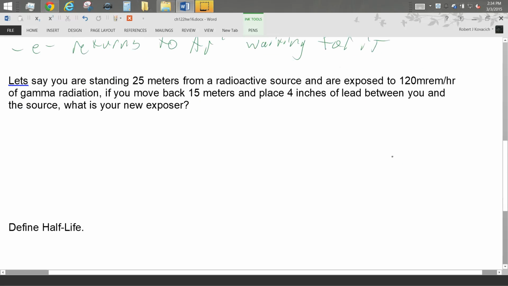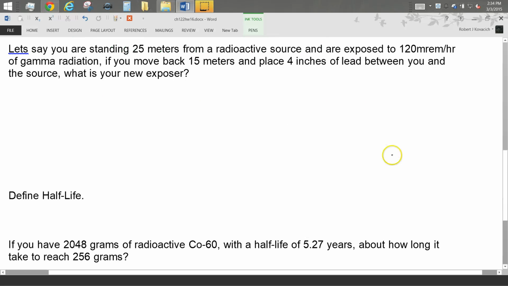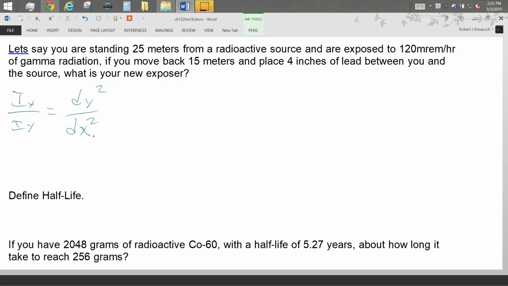All right, so I think the hardest part of this question is just reading it. You're at 25 meters and then you walk back 15 meters so that your new distance is 40 meters. So the equation is intensity over intensity equals distance squared over distance squared. What's going to happen to the radiation level as I walk away from it? It's definitely going to go down. So I'm going to say that this x is the intensity I'm looking for. So I need an intensity number, obviously, for an answer with intensity units.